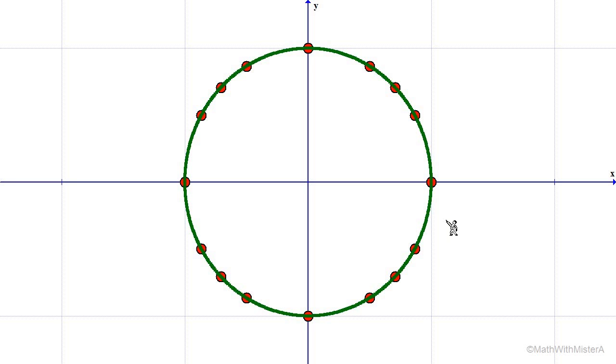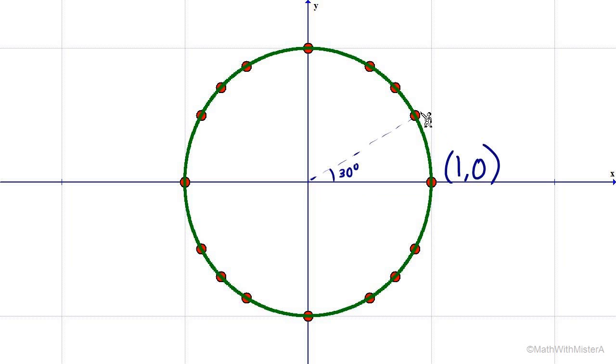That comes from a standard equation of a circle where the center is at the origin at 0, 0, and the radius equals 1. Let's go through and identify the x and y coordinates of each of these points. First here, definitely we're at 1, 0.